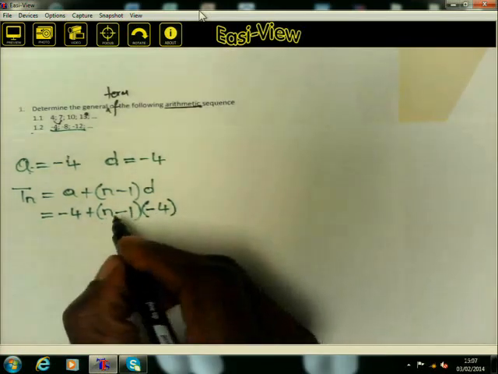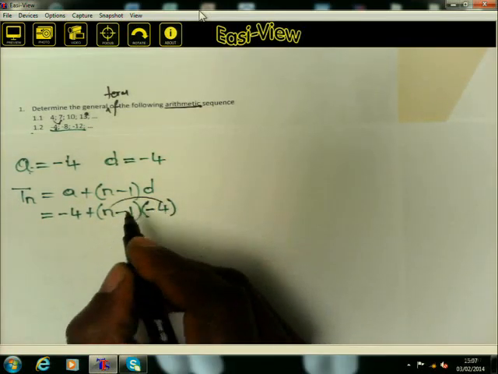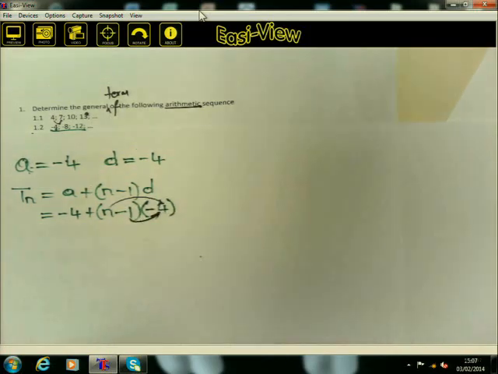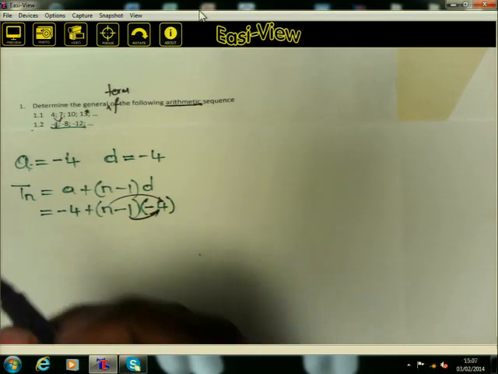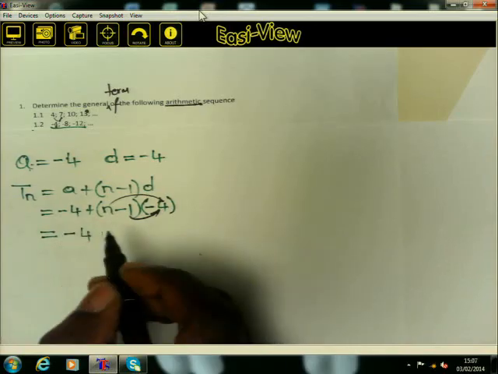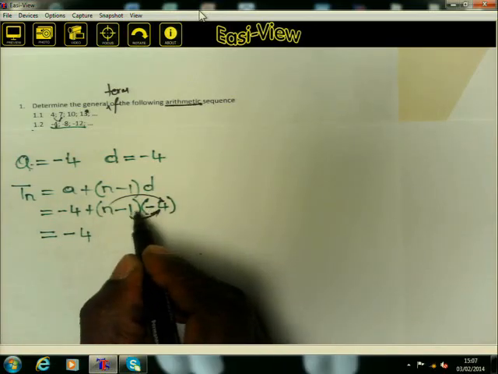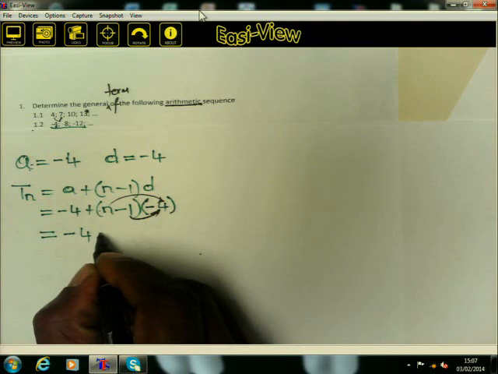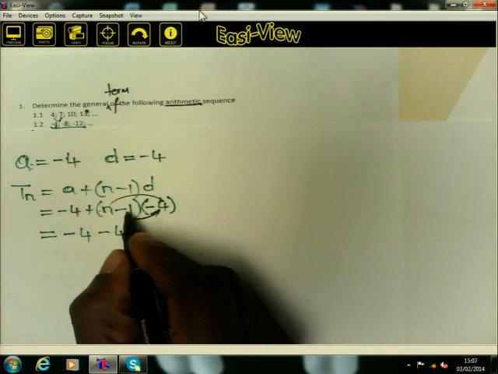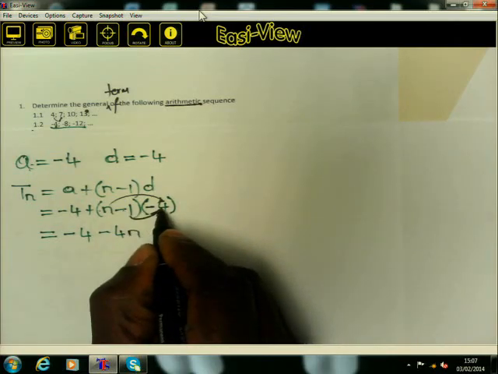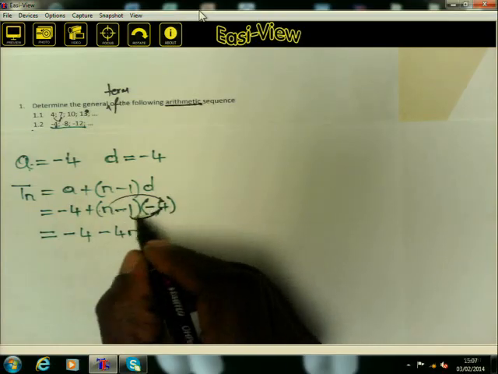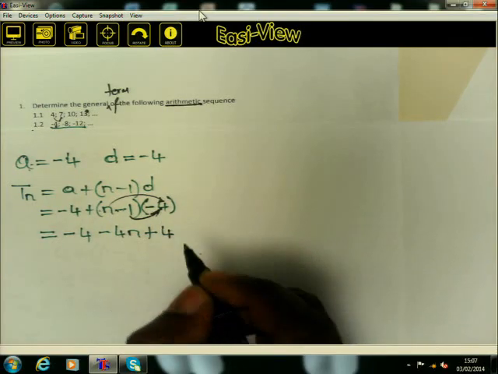So when we multiply, we multiply this way. Every term must multiply there. So we end up with, when you multiply, this becomes -4, which is this one. And then when you multiply a negative by a positive, this is now -4n. This one you multiply with -4, you end up with a positive because of the two negatives that are multiplying, and then we have 4 there.